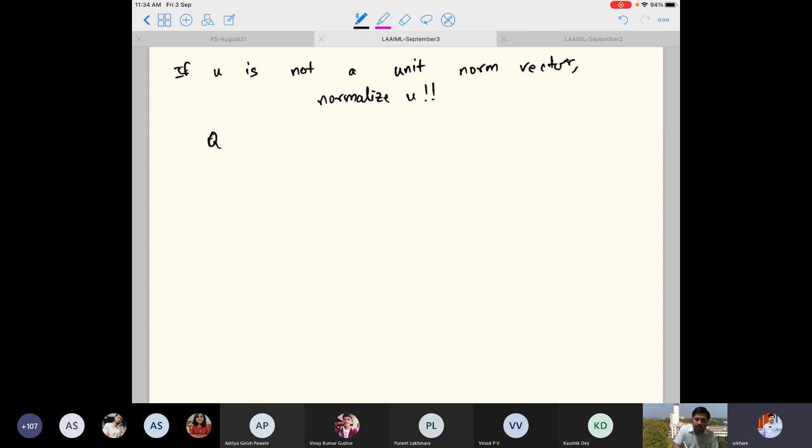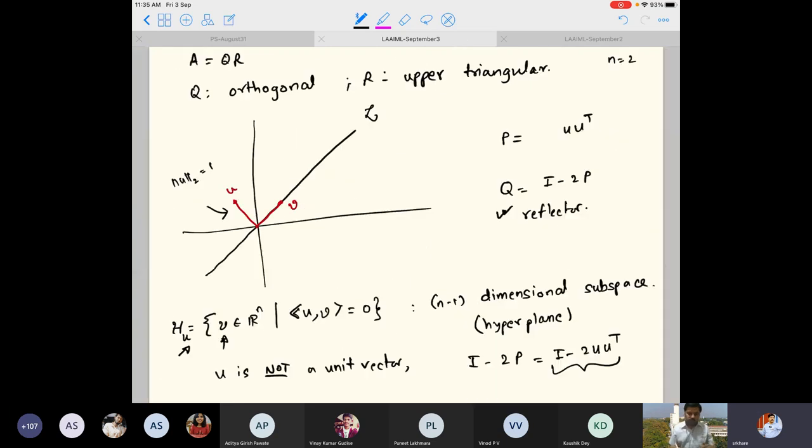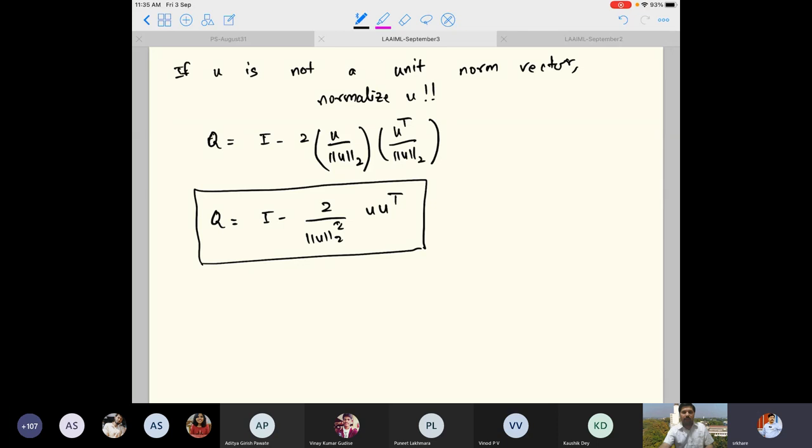Correct. So how do we construct Q in this case? I minus 2 (u by norm u)(u by norm u) transpose. So this vector u by norm u will have the same direction, but what will be the difference? The difference will be the norm. So this vector will have unit norm. Correct, this is what we will have. So how does the Q look? I minus 2 divided by norm u squared into u u transpose. That will be your reflector Q. Okay, so this is the reflector that you will build, and using this reflector, you will be able to reflect through this subspace H of U. Okay, so that is what is happening here.